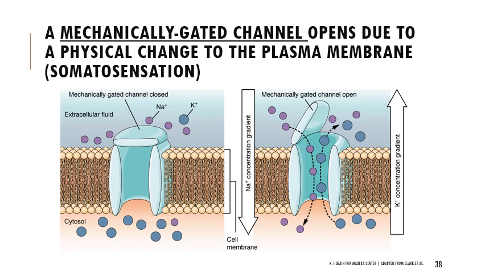There are also mechanically gated channels, which open when you have a physical change on the plasma membrane. For example, with somatosensation or touch perception, the plasma membrane is being distorted. That causes the mechanical gate to pop open. Ions move along their concentration gradients, and that's going to start the depolarization. So it's going to start that change in charge, which gets the signal going.